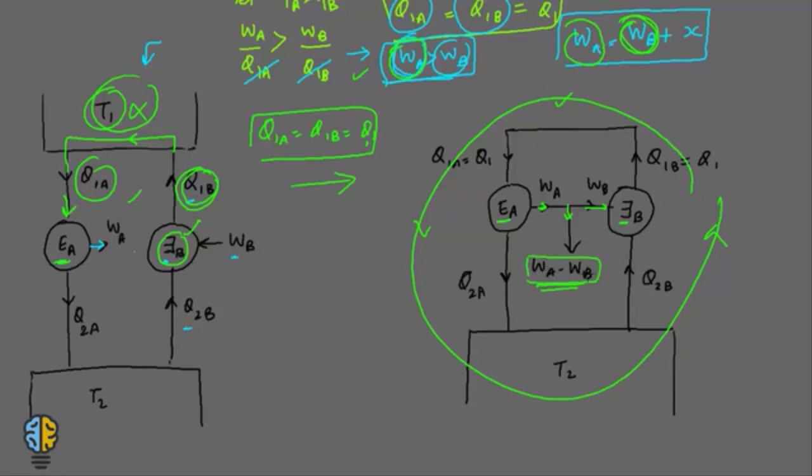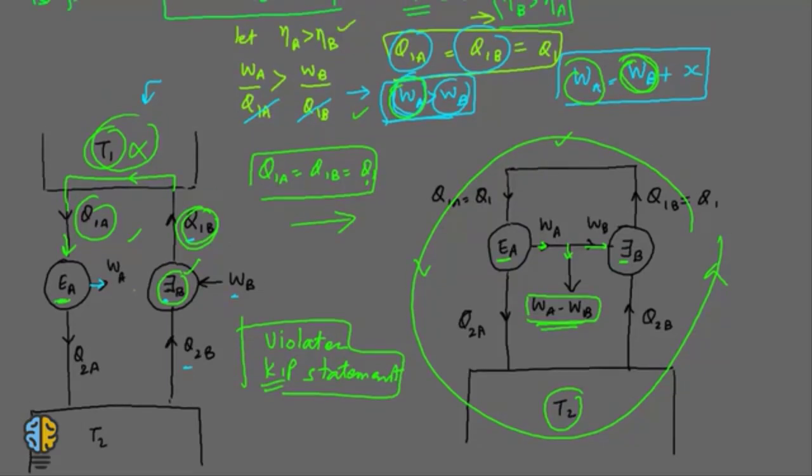Now this is the net work output, while this engine is exchanging heat only with a single reservoir at T2. Now when this starts to happen, it violates the Kelvin-Planck statement. So this is the violation that happens if we assume that eta A is greater than eta B. So this means this assumption is wrong. We cannot have eta A higher than eta B.